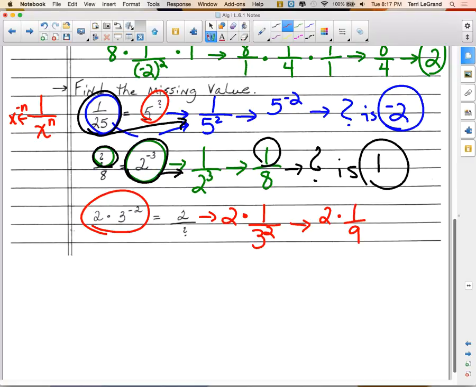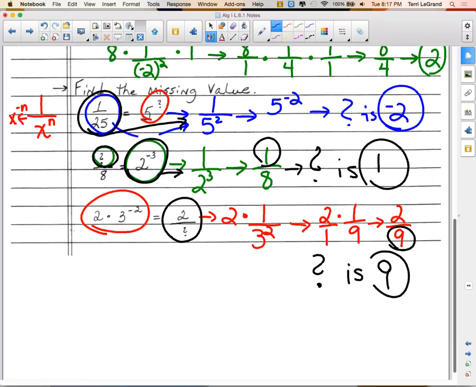Now we can make our integer 2 into a fraction by putting it over 1, so that we can multiply. 2 times 1 upstairs, 2. 1 times 9 downstairs, 9. And we were looking for 2 over something. Looks like we've got it, 2 over 9. So we're going to say the question mark is 9.